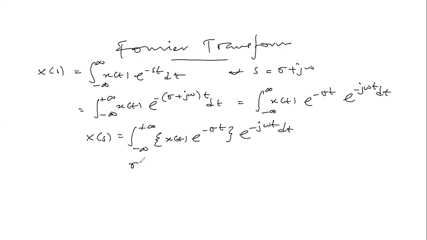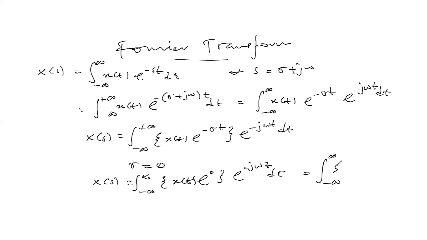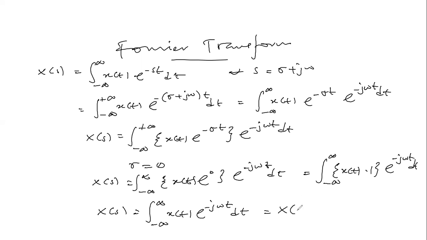So when the damping factor sigma is the same as 0, what do we get? S(s) will be the integral from negative infinity to positive infinity of s(t) e^0 e^(-j omega t) dt. This gives us s(t) times 1 times e^(-j omega t) dt. So S(s) is now the integral from negative infinity to positive infinity of s(t) e^(-j omega t) dt, which is our Fourier transform. Okay? So when the damping coefficient is 0, we have our Fourier transform.